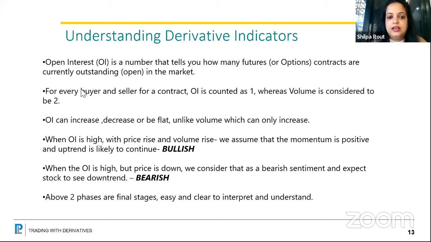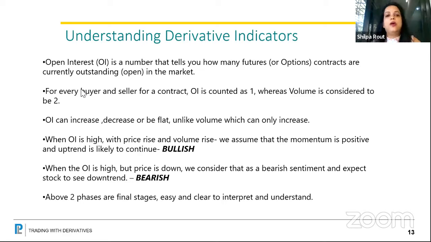So in that context, what happens? When OI is clubbed with price and volume, you get a very crisp view of what is going to happen for that particular underlying you are dealing with. Let's say if OI is high and your price is also up and your volume is also up, we assume that this momentum is very positive and this uptrend is likely to continue. So it is a bullish sign.